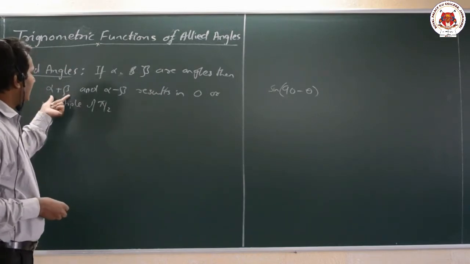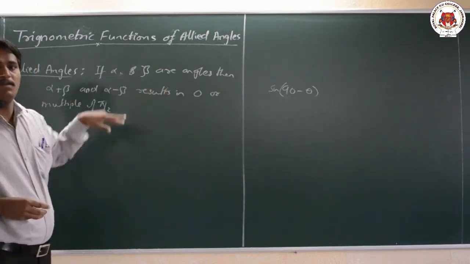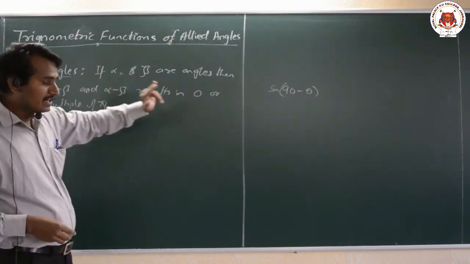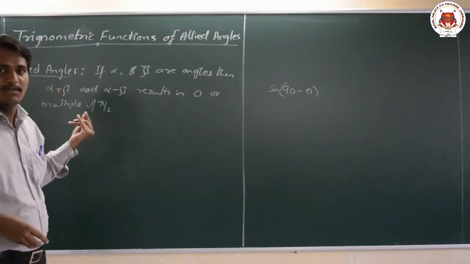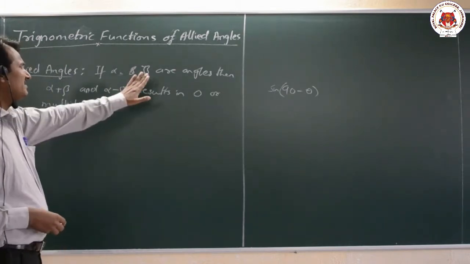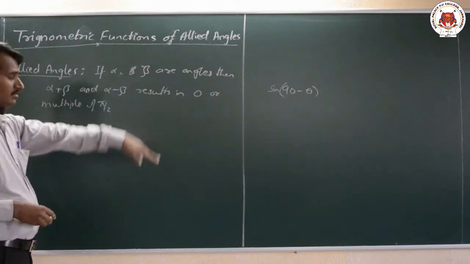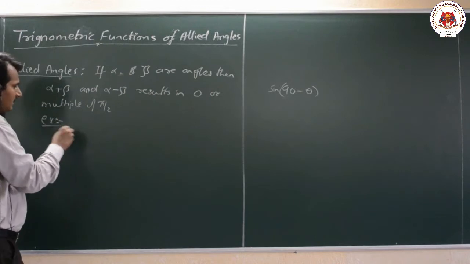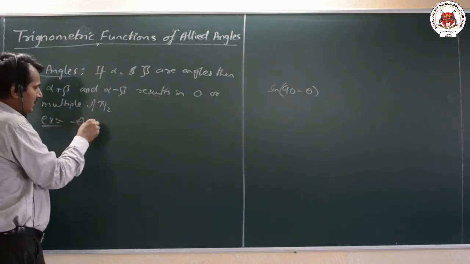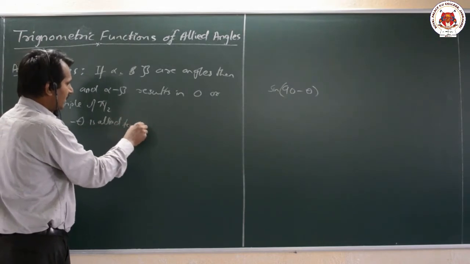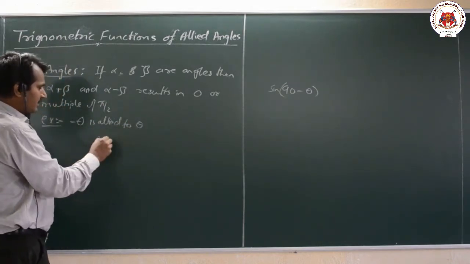That means if we add alpha and beta we get 0 or a multiple of pi by 2, or if we subtract alpha minus beta we get either 0 or a multiple of pi by 2, then we say they are allied to each other. Or we say beta is allied to alpha or alpha is allied to beta. An example I can give here is that minus theta is allied to theta.